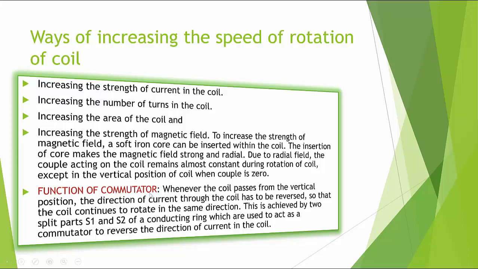What is the function of the commutator? The commutator was the slip rings S1, S2, the half circle slip rings. What does it do? It allows the current to flow in one direction. In the last part we saw that it is moving in a particular clockwise direction. It wasn't moving back and forth like this. It was moving in a particular direction, and that is possible due to this commutator.